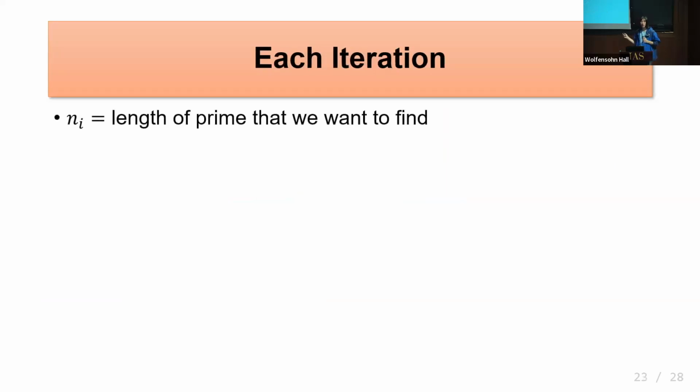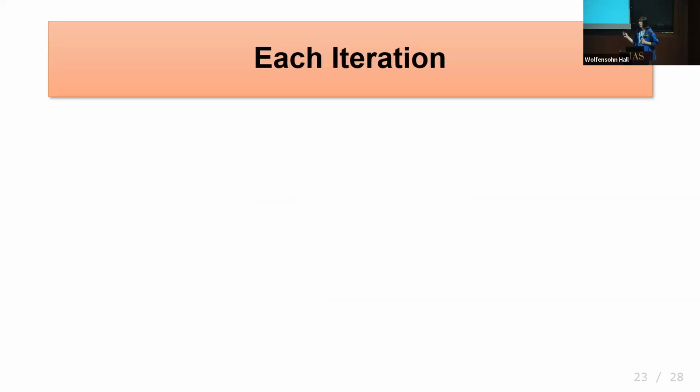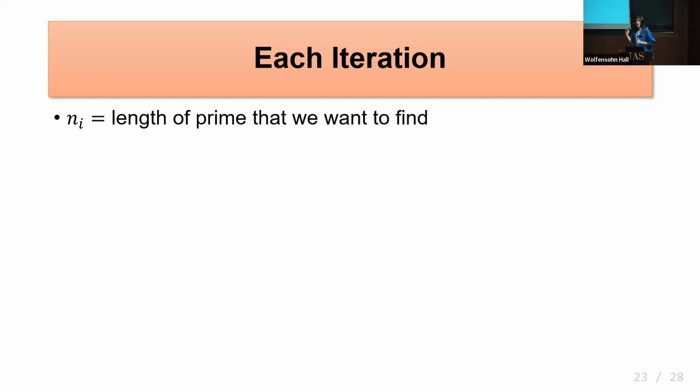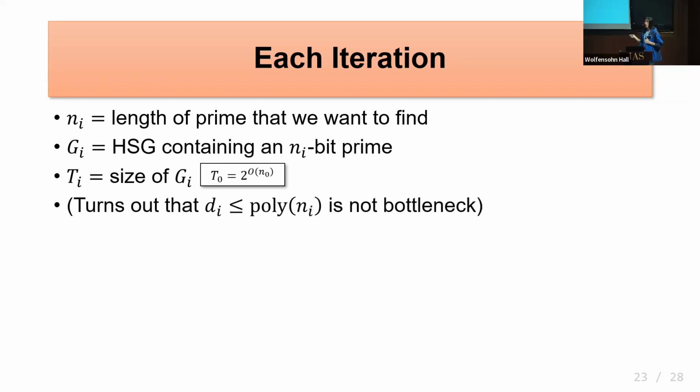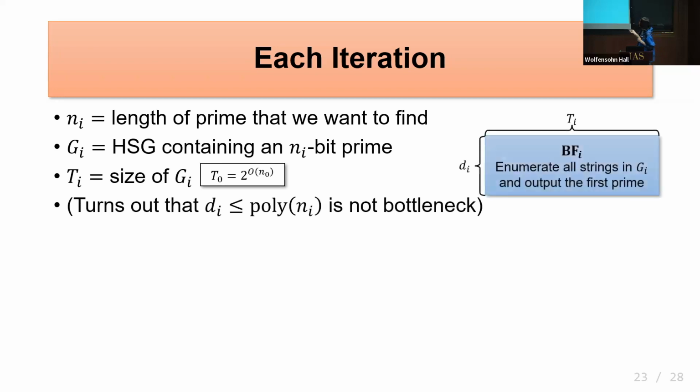In each iteration, I think we still need to show this process will terminate at some point. Let Ni be the length of primes that we want to find, and Gi be the current hitting set generator that supposedly contains an Ni-bit prime. If all of our previous win-win analyses fail, then Gi should contain an Ni-bit prime. Let Ti be the size of Gi. Finally, let Di be the depth of the brute force algorithm. But Di is always polynomial in Ni, so it turns out that it's not a bottleneck.